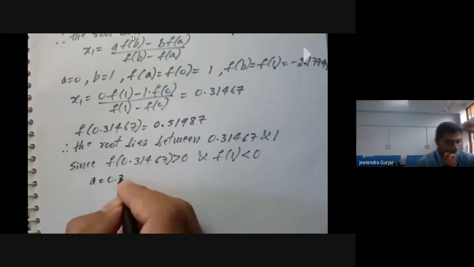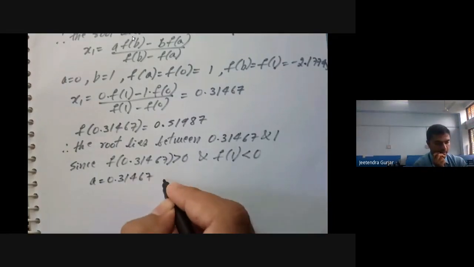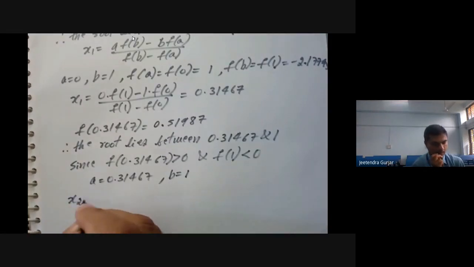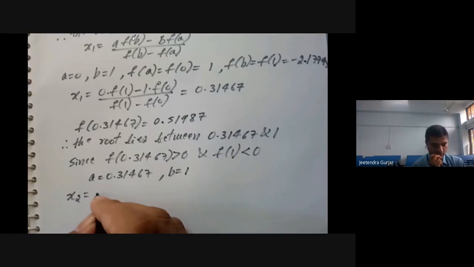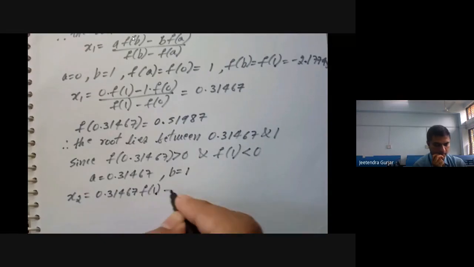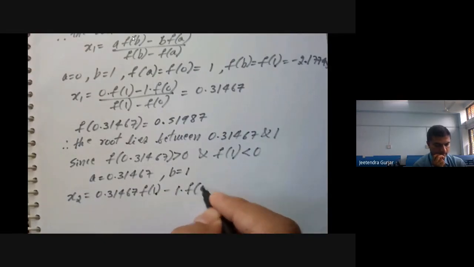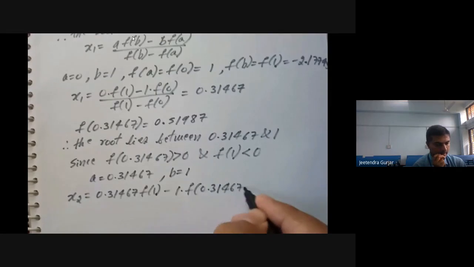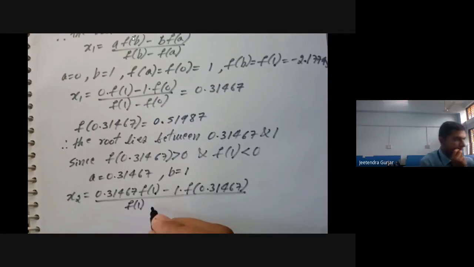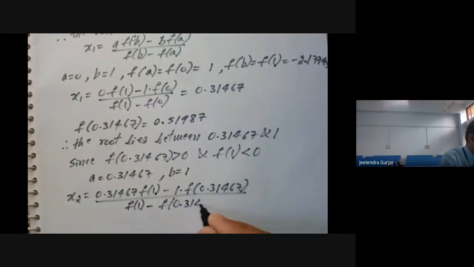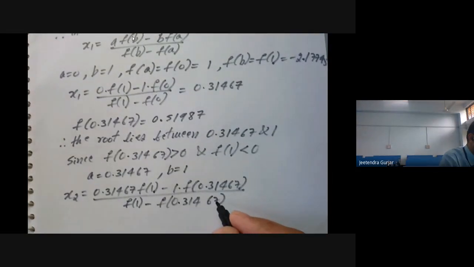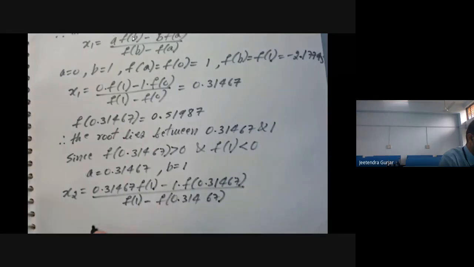So we'll continue. A is equal to 0.31467. Now you understood why we take A, and B is equal to 1. Root lies between these two. Therefore, what is our x2? That is the second approximation. So what is second approximation? Just substitute the values. So when we substitute the values, divided by f of 1 minus f of 0.31467 is equal to. So can you students find the value of this in your calculator and tell me the answer?